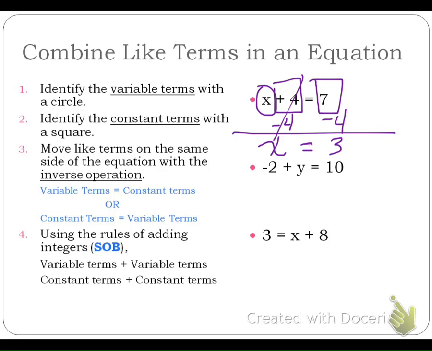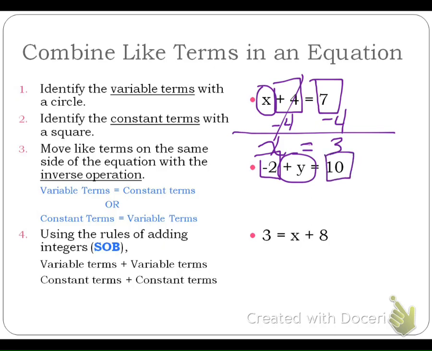Let's look at the next example. First, identify your variable and your constants. Variable terms and constant terms. So we have a negative 2 as a constant, positive y is a variable term, and 10 as a constant.